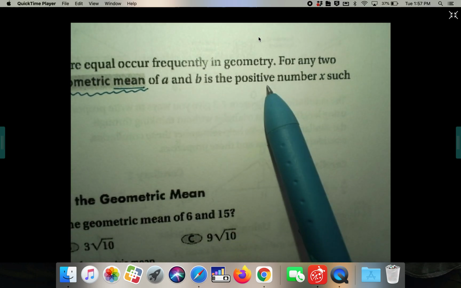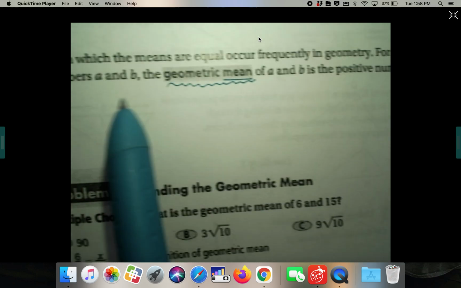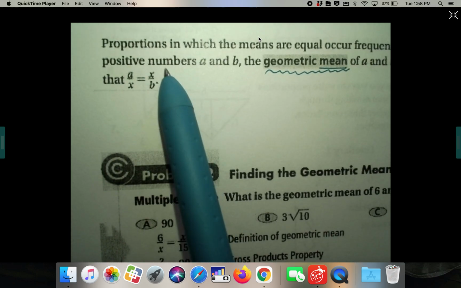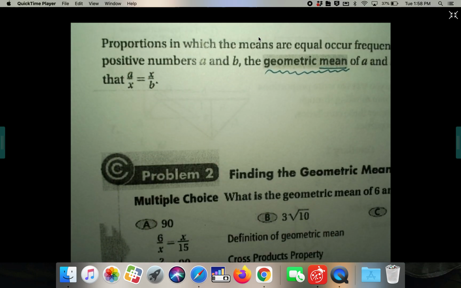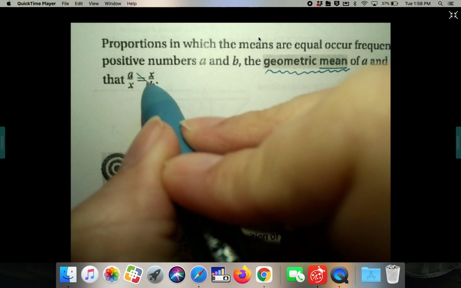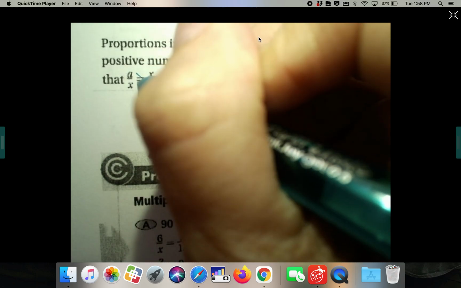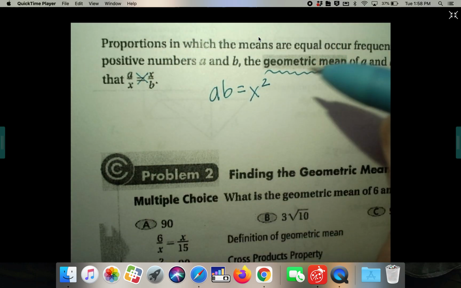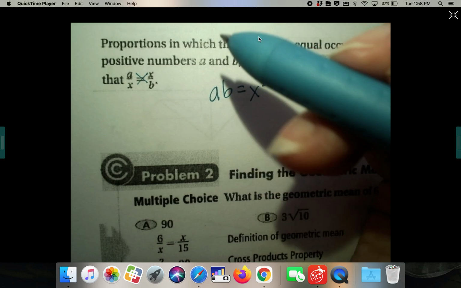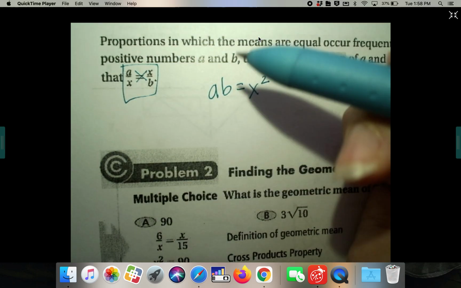The geometric mean of A and B is the positive number x when it's set up in this type of proportion. So what you would do is cross multiply. So it would be AB equals x squared, and you would solve that. But this is the actual formula I want you to remember.